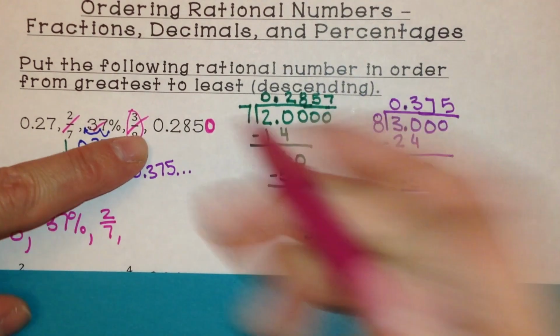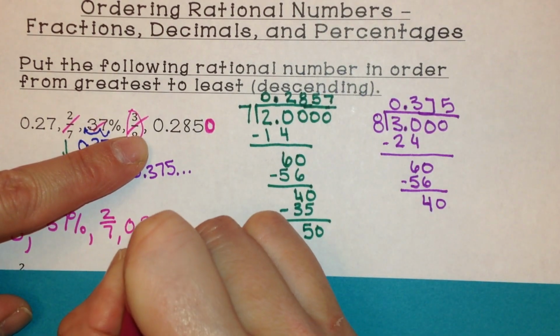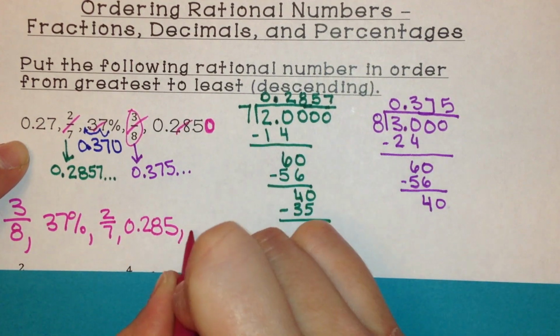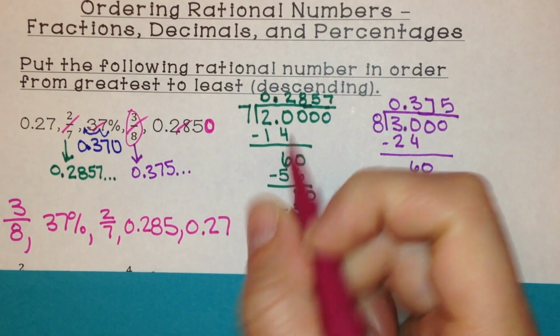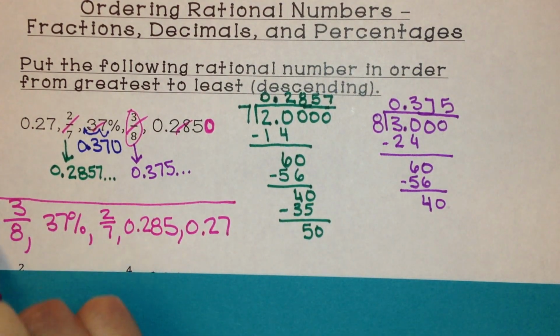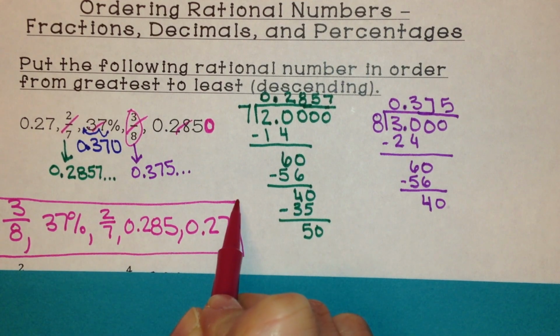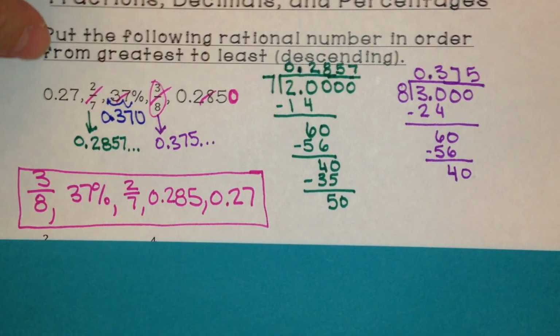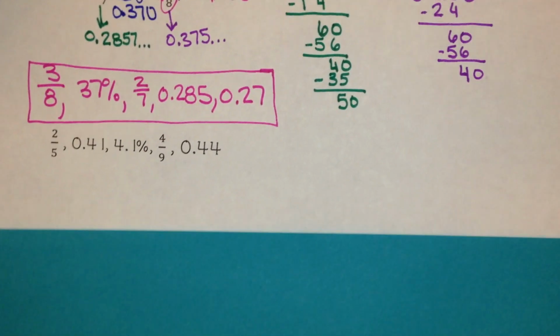All right, next largest is 0.285, and then our smallest 0.27. And because I have a lot of work there, I'm just going to box my answer. All right, here's one more.